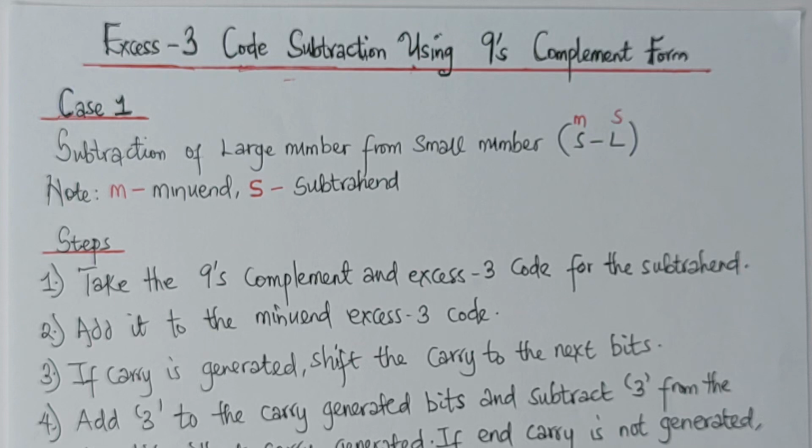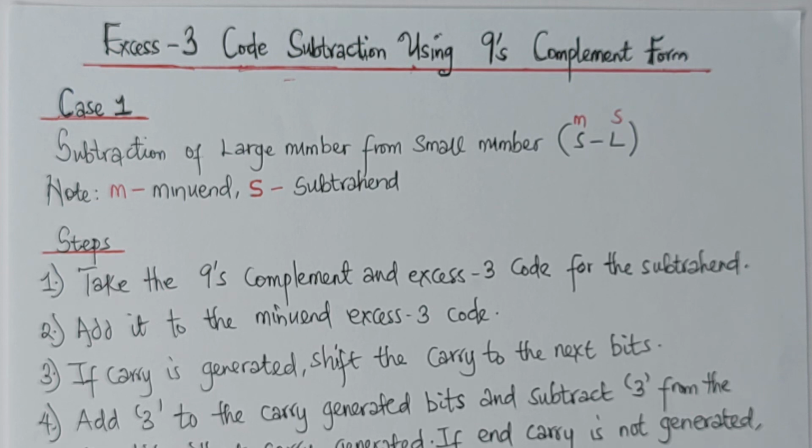In this video, I'd like to teach you Excess-3 code subtraction using the 9's complement form. Prior to this video, I've made an explanation on Excess-3 code and Excess-3 code addition. So if you would like to watch that, please watch my previous videos. Without any further ado, let's get started on case 1.